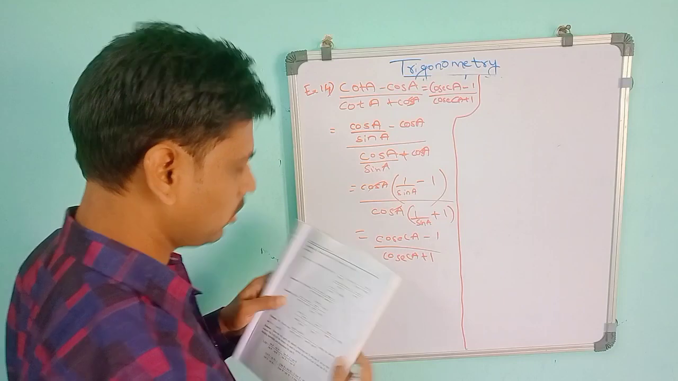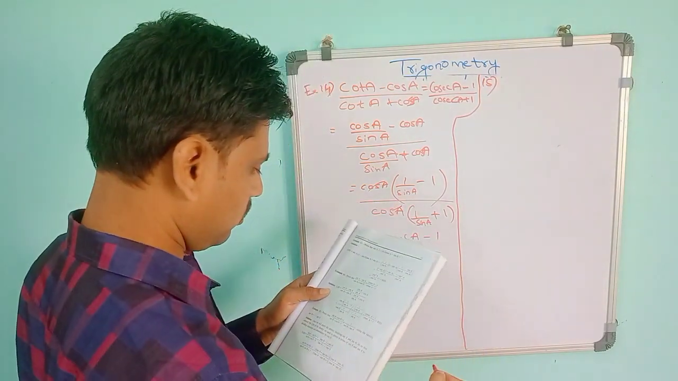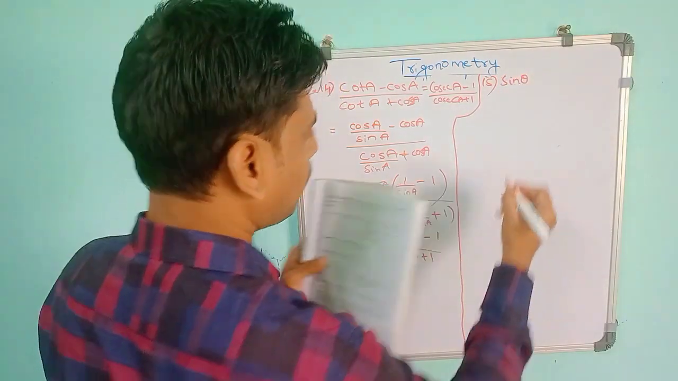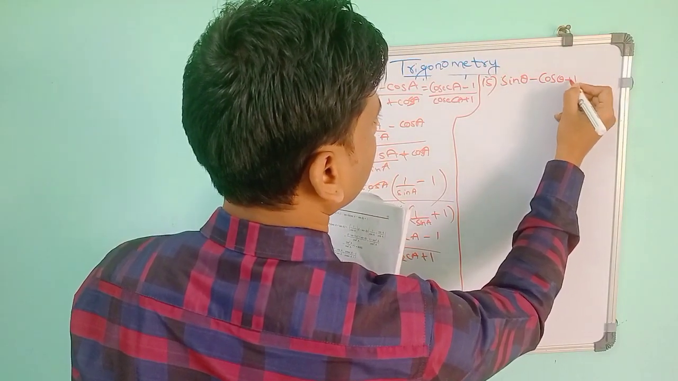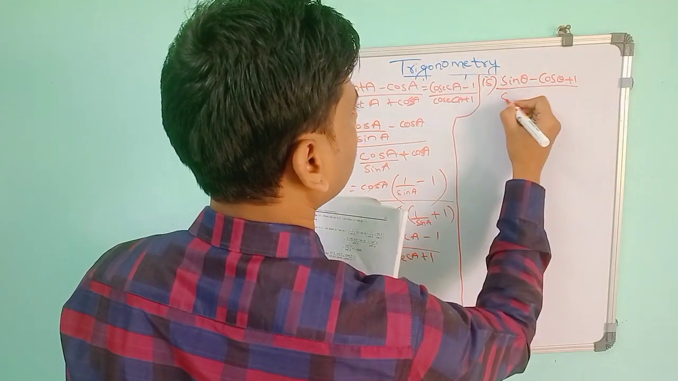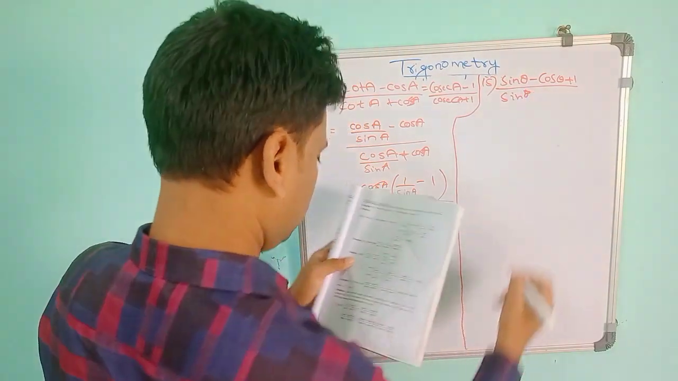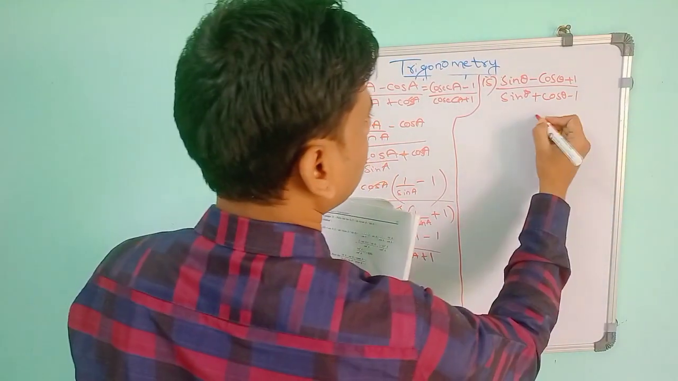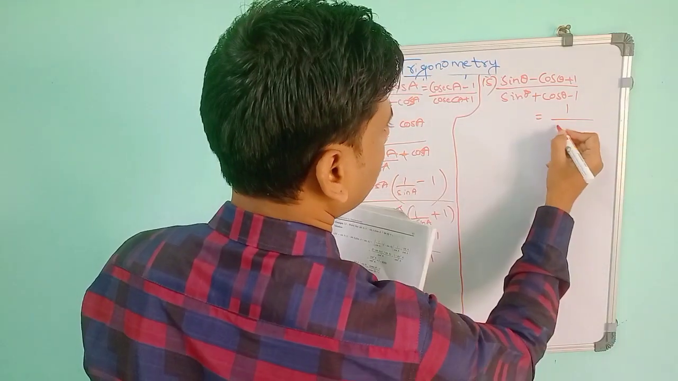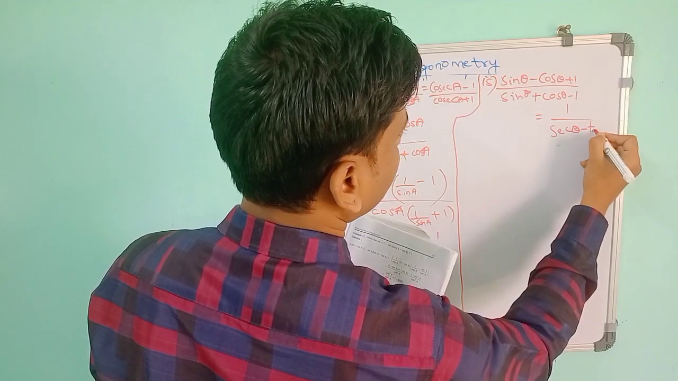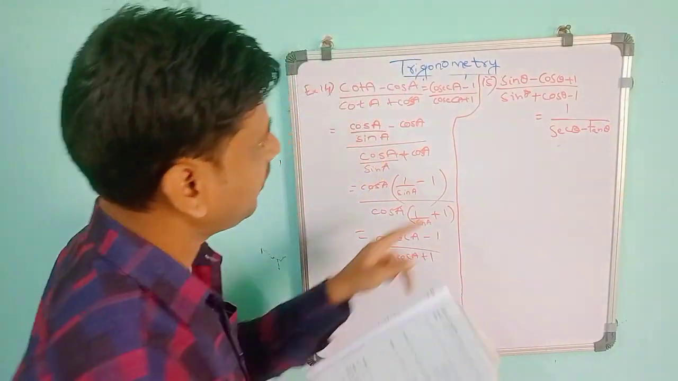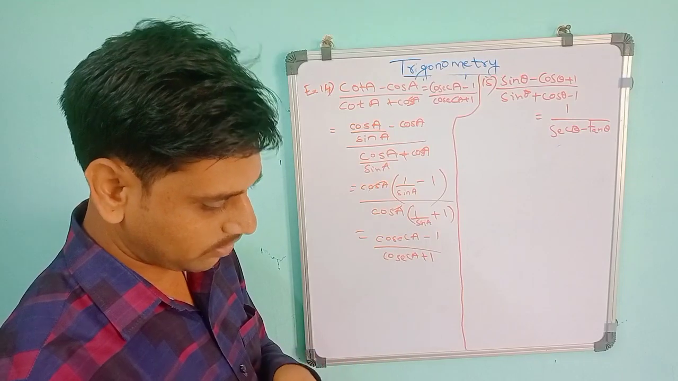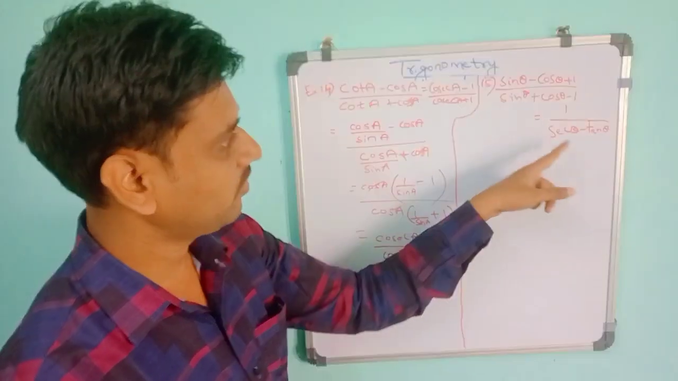The 15th one. Sin theta minus cos theta plus 1 divided by sin theta plus cos theta minus 1 is equal to 1 by sec theta minus tan theta.